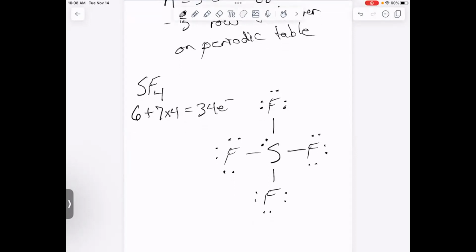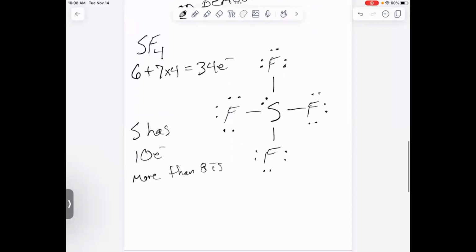When I go to look at this at the end, I've added all my electrons. If I look at my central atom to check for an octet, how many electrons does that sulfur have? If it's got 4 bonds, that's 2 electrons each, that's 8, plus the 2 in the lone pair is 10. It's more than 8. So in this case, sulfur has 10 electrons. But as long as the element that's in the middle is in the third row of the periodic table or lower, more than 8 electrons is okay. So more than 8 is okay, as long as the element is in the third row or lower.